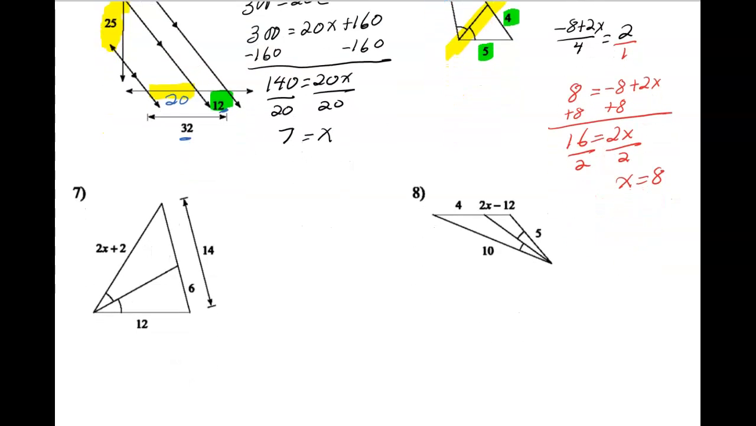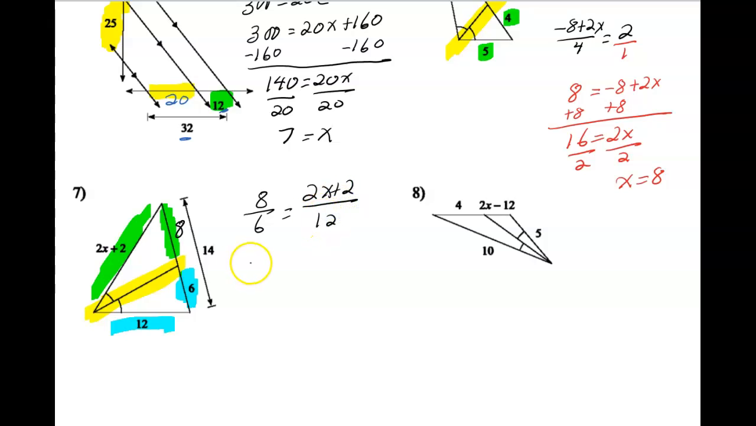For problem number 7, again, we have the angle bisector here. Now we need to find this little green piece here that I just highlighted. To find that green piece, we're going to do 14 take away 6, so that piece will be 8. And at this point now we could say the green to the blue is equal to the green piece to the blue piece. So that fraction we could set up as 8 over 6 is equal to 2x plus 2 over 12.